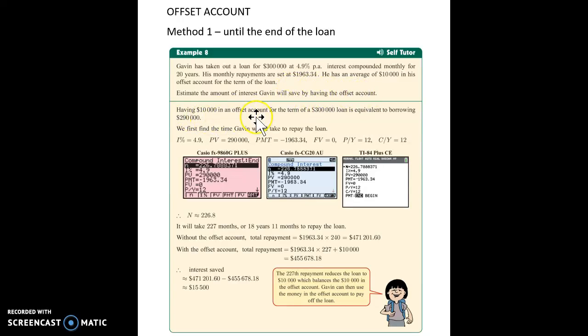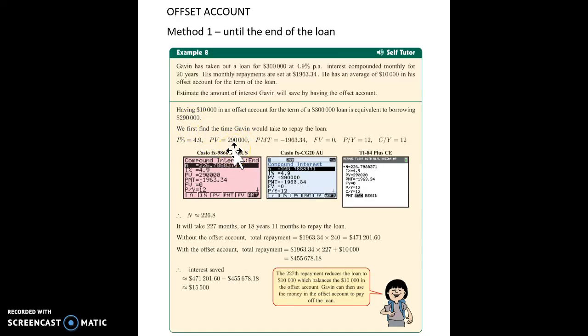So having $10,000 in the offset account is the same as borrowing $10,000 less. So the $10,000 sits in the offset. You are officially borrowing this, but you're earning interest on the difference, $290,000. So all you need to do here is really change your PV over to $290,000.